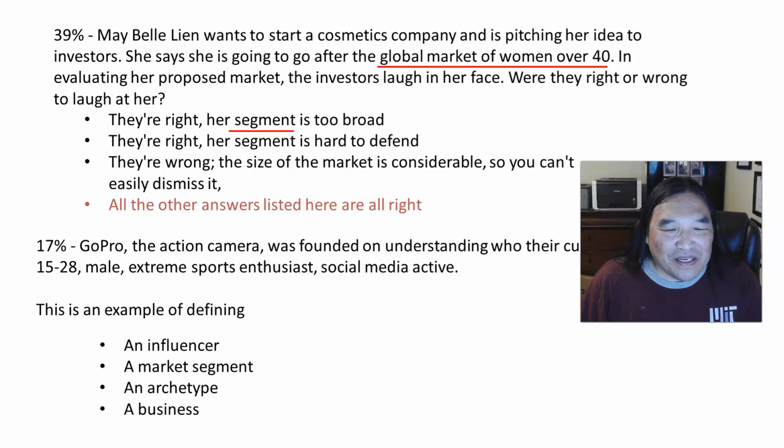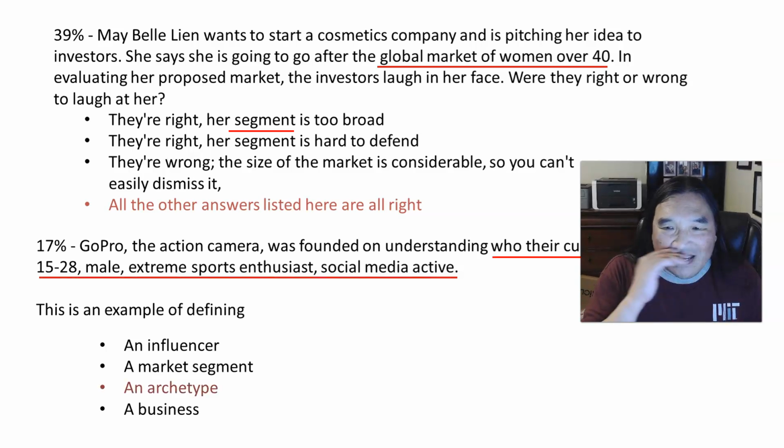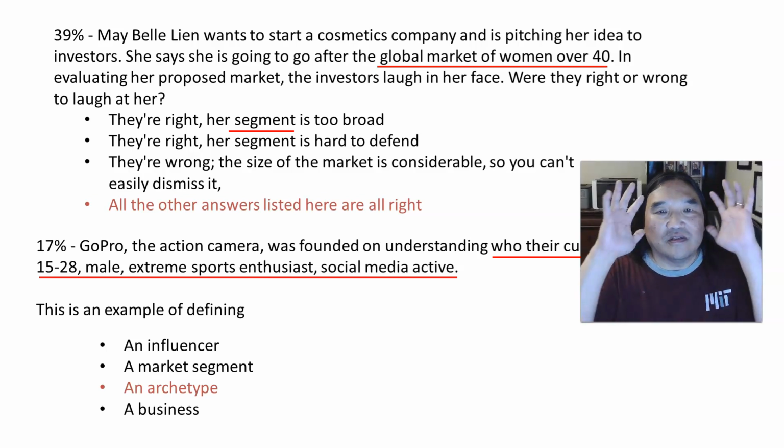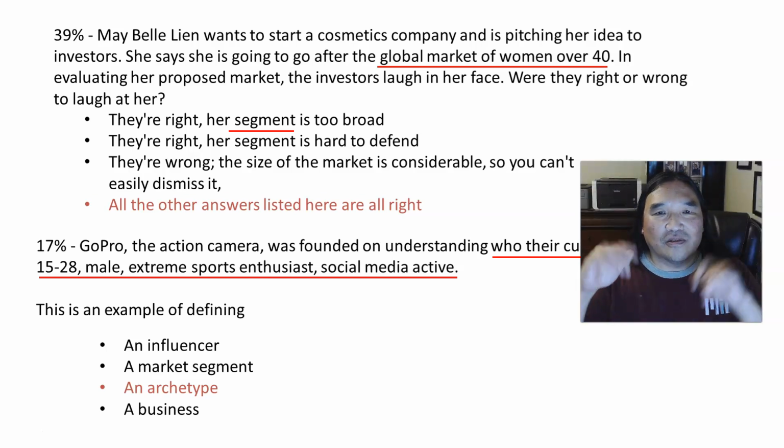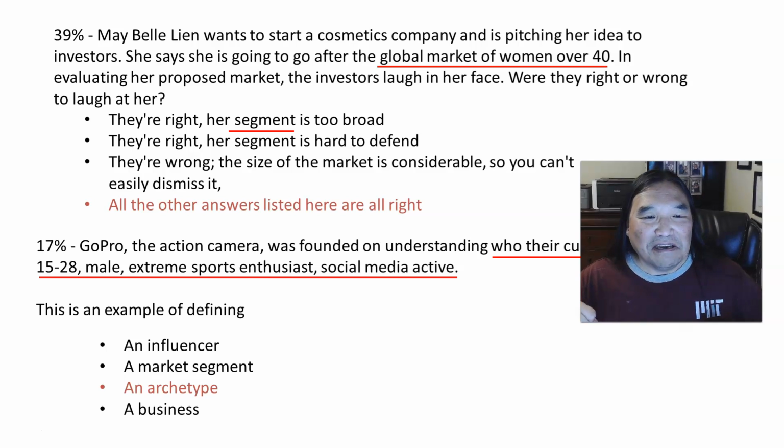Anyway, this one you did really not well on. Only 70% got it right. GoPro, the action camera, was founded on understanding who their customer was. 15 to 28, male, extreme sports enthusiast, social media active. Now, here's the thing. Who is their customer? And so this is who they picture their customer is. A young guy who's an extreme sports enthusiast, and he's on social media a lot.